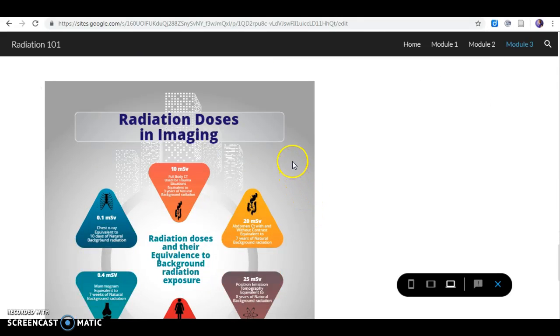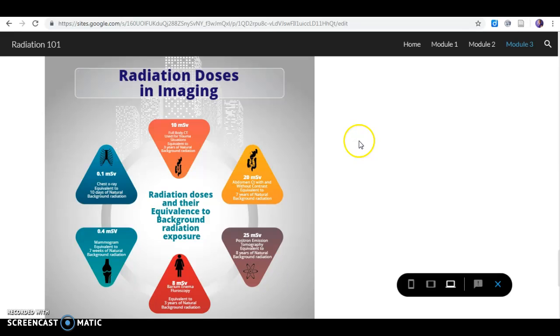And then my last presentation is the radiation doses in imaging. A lot of people and my patients ask, is this safe? Should I be having this done? And I ultimately say it's a benefit versus the risk. Do you want to know what's wrong? Do you want to know why you feel sick? Do you want to know if this bone is broken? Then if you want to know, then the benefit outweighs the risk.